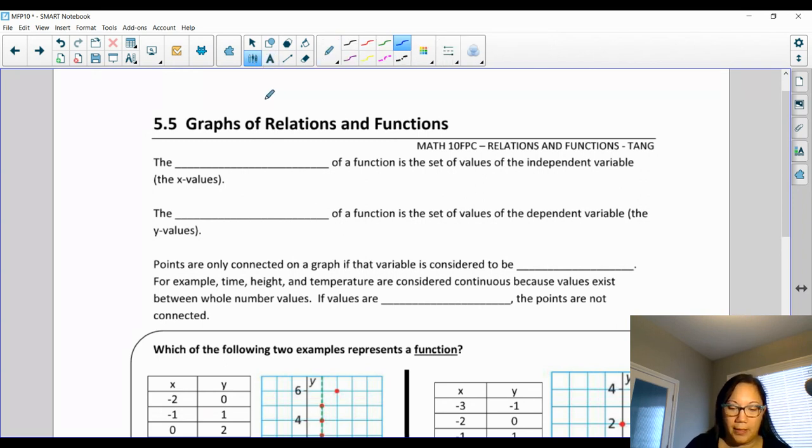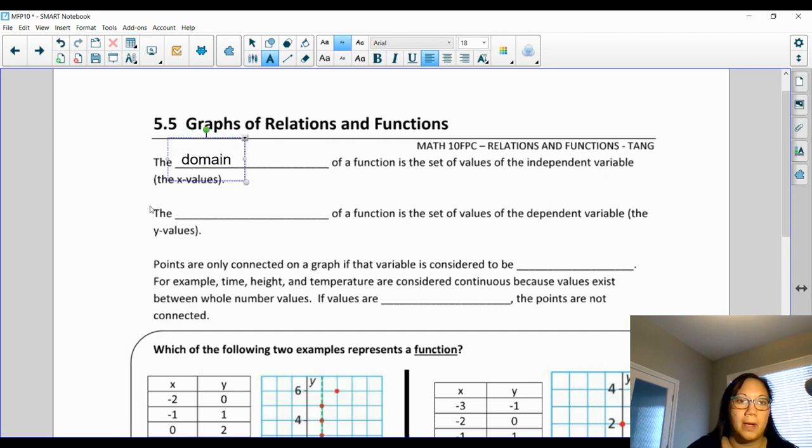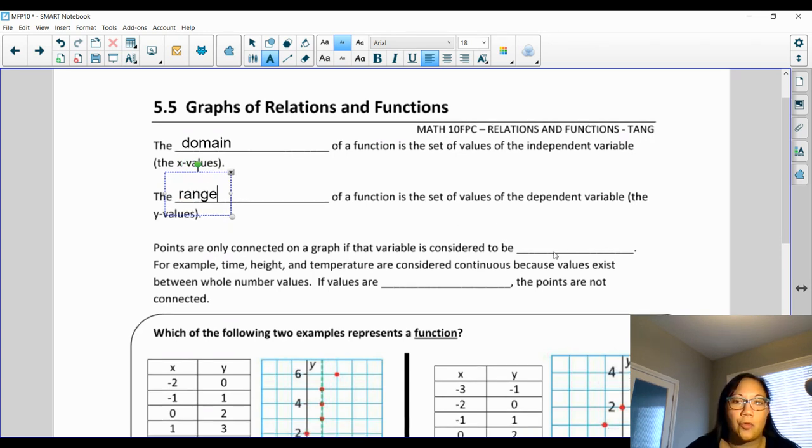Okay, so the domain of a function is the set of values of the independent variable, which we often call the x values. The range of a function is a set of values of the dependent variable, which we often call our y values. Points are only connected on a graph if that variable is considered to be continuous.